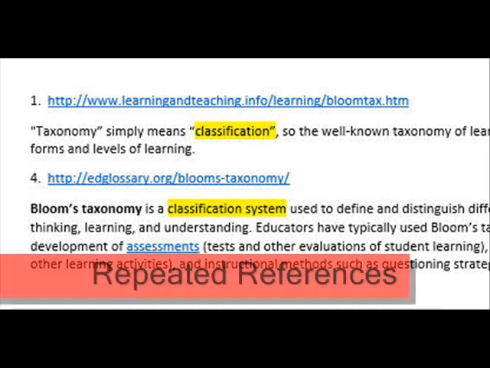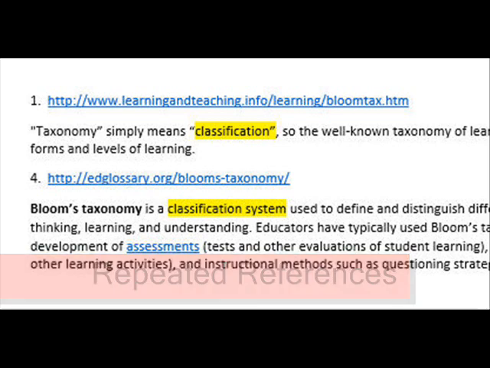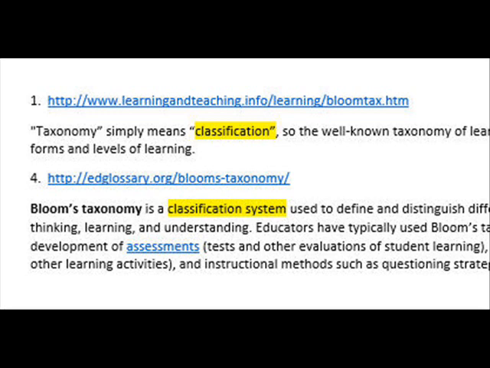I'm going to look for repeated references first, and that just simply means repetition of a term or an idea. On two separate websites, in the definition I see that taxonomy, which is part of the theory, Bloom's taxonomy, it means a classification or a classification system. So that word classification has come up twice now.